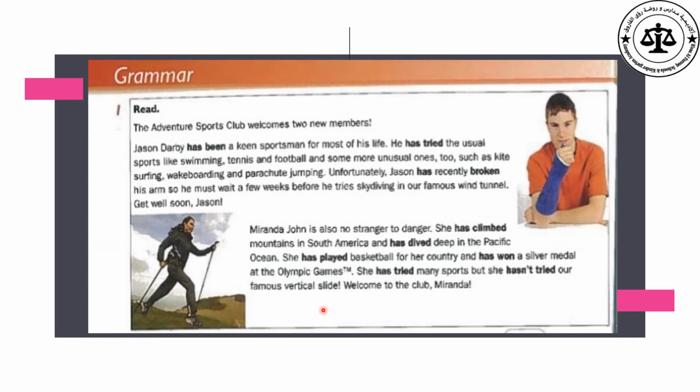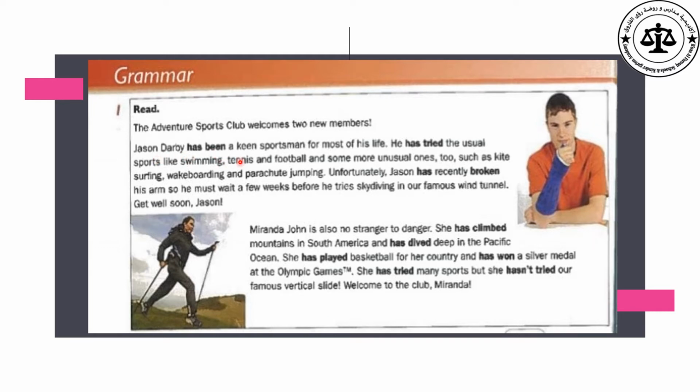Now, let's start with your student's book, page 42. Here we have lots of questions. We want to practice the present perfect by answering these questions. Question number 1, we have 2 paragraphs. These paragraphs are about 2 members in the Adventure Sports Club. They are talking about their adventure or experience in this club. So let's start with Jason Darby.